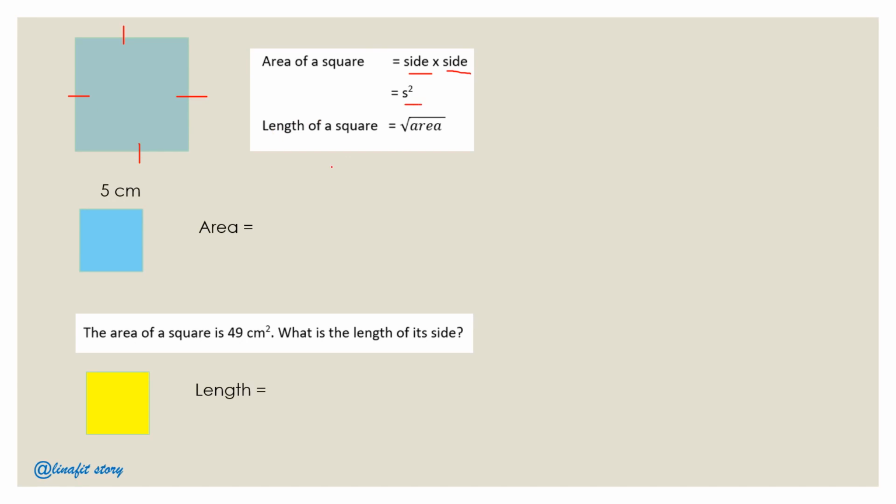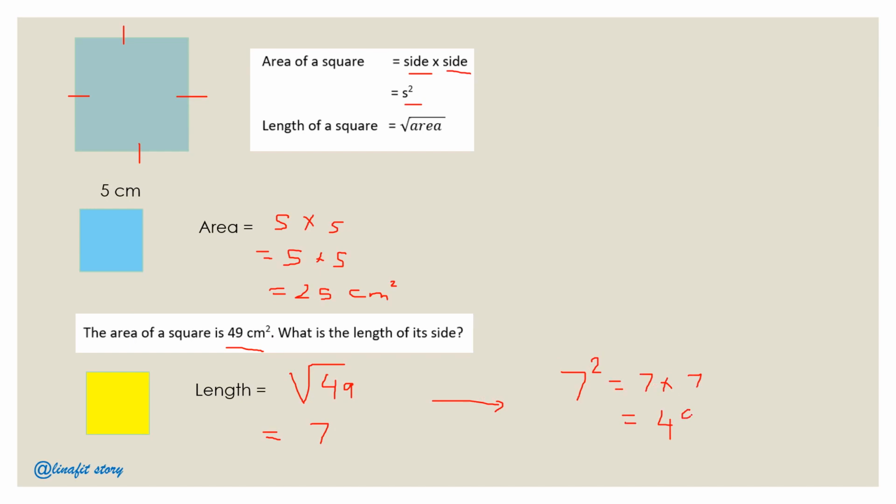So for example, over here, there is a square with one side of 5 cm. Find its area. So side times side, 5 cm times 5 cm equals 25 square cm. How about if the area of a square is 49 square cm? What's the length of its sides? To get the length, find the square root of the area. The square root of 49 is 7. Why 7? Because 7 squared means 7 times 7 equals 49.